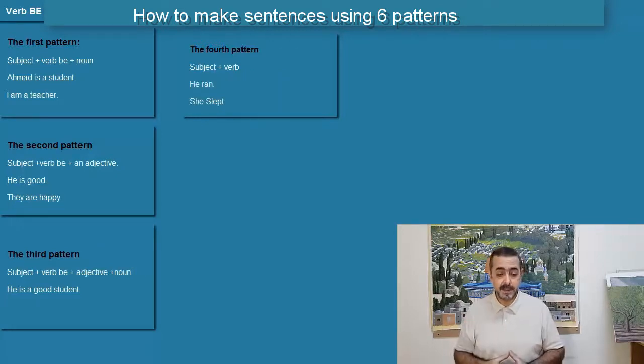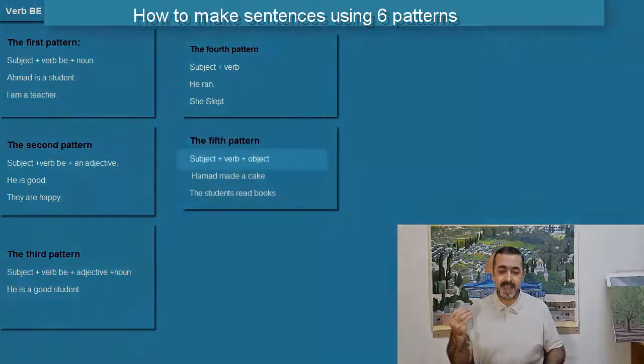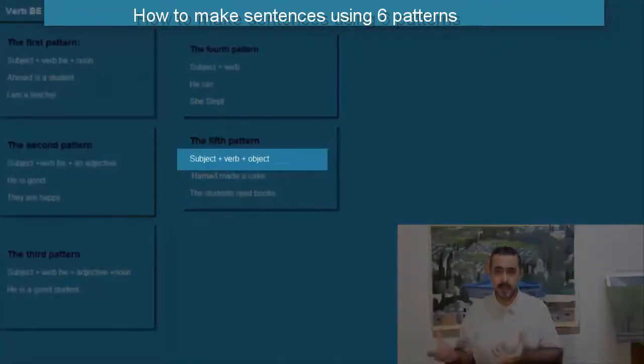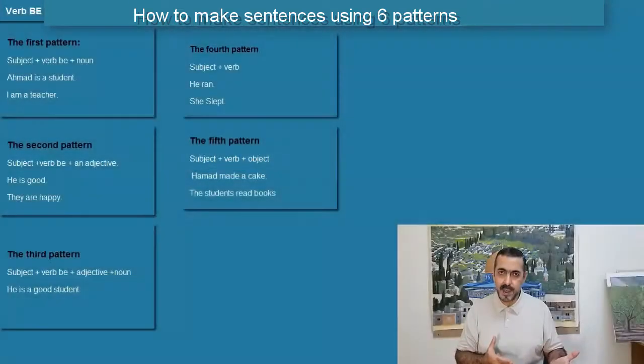The fifth pattern, subject plus action verb plus object, and the object is either a noun or a pronoun. For example, Hamad made a cake. What did Hamad make? He made a cake. So the cake is the object of this sentence.